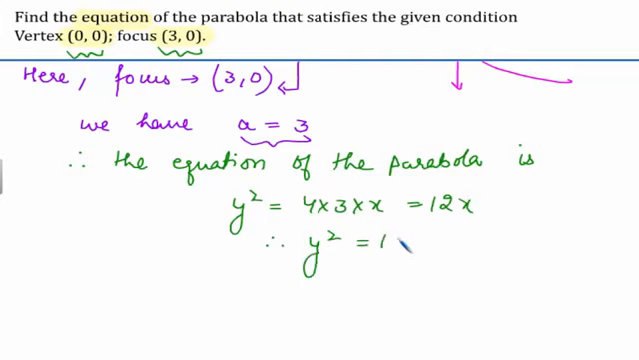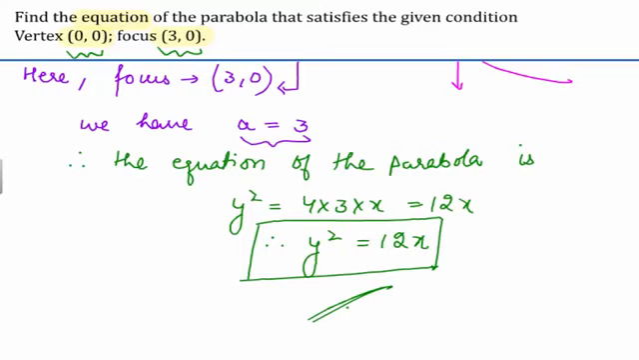This completes the solution. In this question, we have to find the equation of the parabola which satisfies the given condition, and the condition is that the parabola has vertex (0, 0) and focus with coordinates (-2, 0).